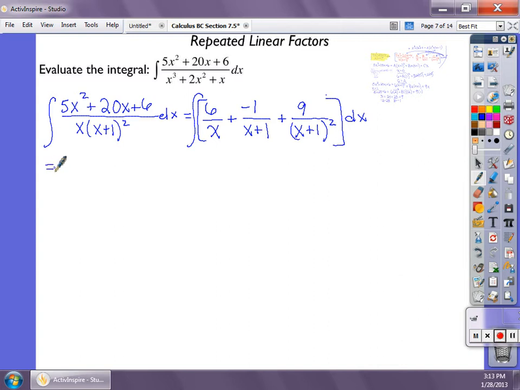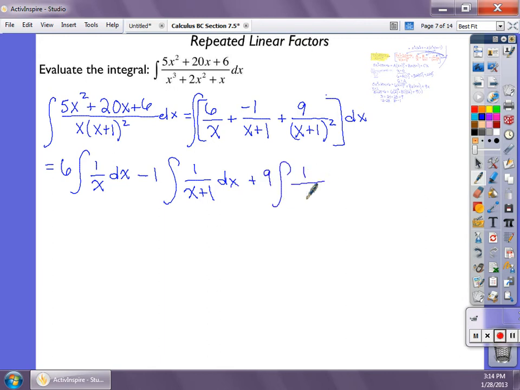So now I'll just integrate each one individually. The first one, I'll pull out a 6. It's going to be the integral of 1 over x dx. Here I'll pull out a negative 1, the integral of 1 over x plus 1 dx. And here I'll pull out a 9, the integral of 1 over x plus 1 squared dx. This part, we're going to get 6 times the natural log of x, technically the absolute value of x. We're going to assume x is positive here. No, we're not. There it is.